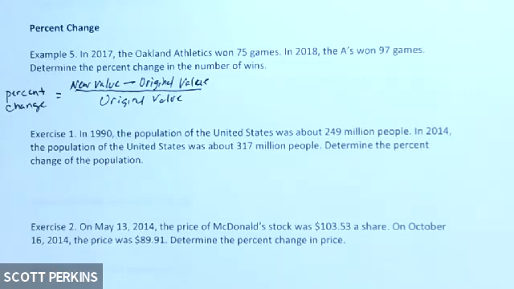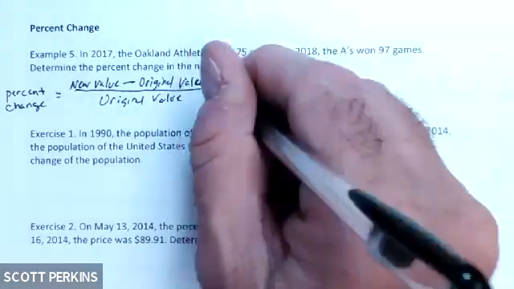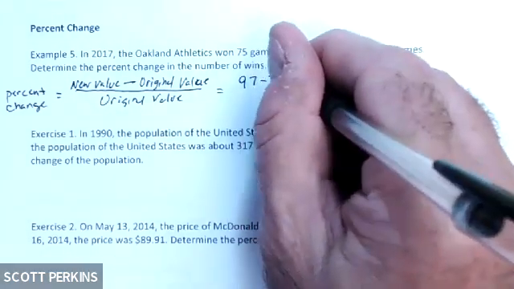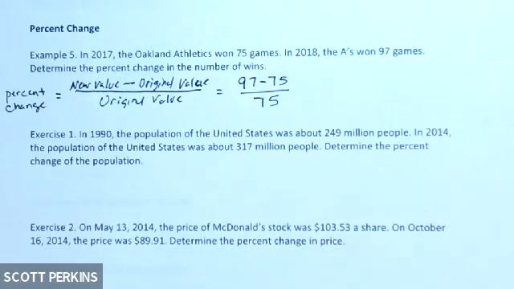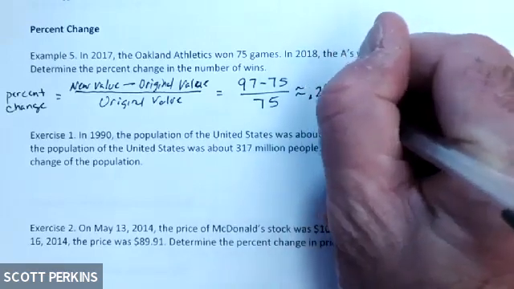Okay, so here we go. My percent change in this particular problem for the Oakland Athletics. What is the new value? What's the most recent number of games they've won? Okay, so for this problem, it's 97. And then their original value is 75. And we'll divide by the original. And so I'm going to round. I'm just going to go to 4 decimal places when I do this. We'll just keep that kind of our standard. That way we get a nice value. So I've got 97 minus 75 divided by 75. I'm going to round that to the 4th decimal place. That is approximately equal to 0.2933.